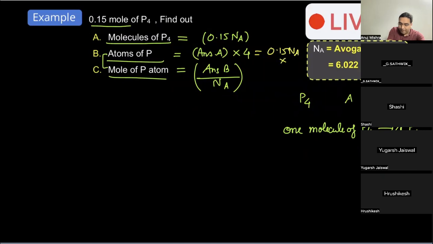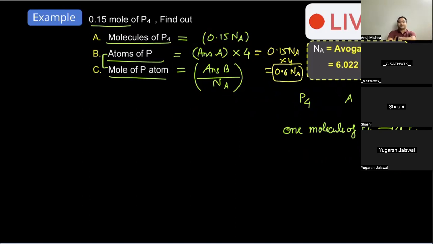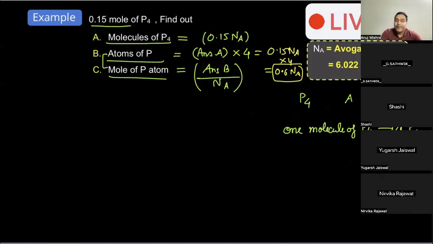0.15 Na multiplied by 4, which is 0.6 Na. That shall be the answer of B part. Those who have understood both part A and part B can type AB. Those who have understood just the first part can type A. Those who have understood just B part can type B. Those who have not understood anything can type 2.